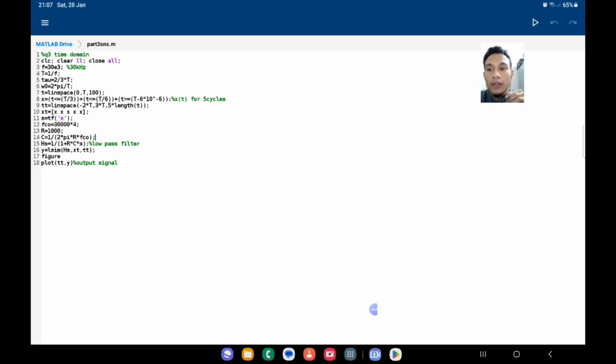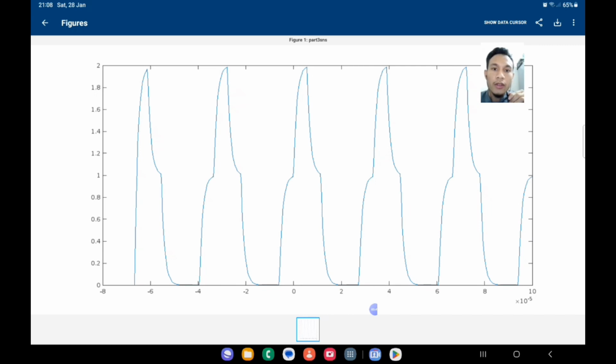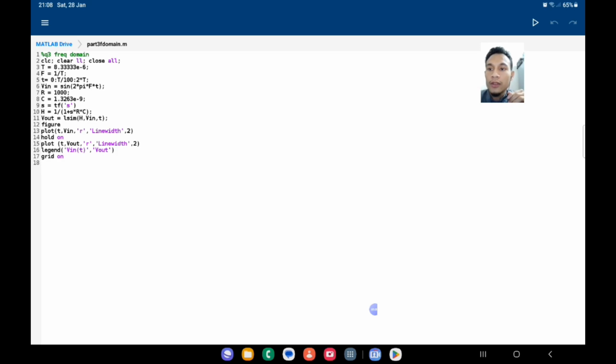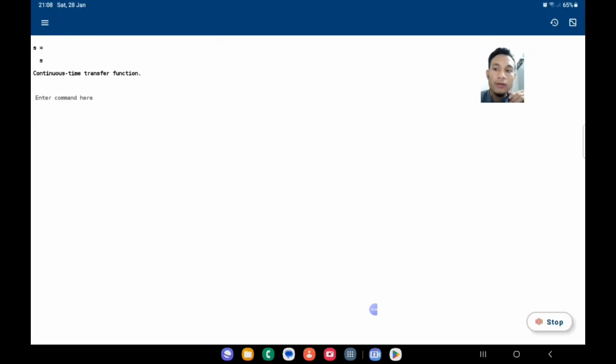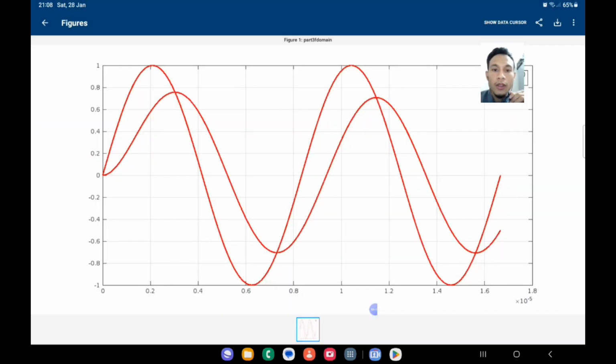Here is the MATLAB coding for the time domain. After I input the MATLAB coding in time domain, we get the output result here. This is the output result for time domain, and then we need to find and analyze the frequency domain. So here we get the input for frequency domain, and here is the output result for frequency domain. Here is what we get in frequency domain.